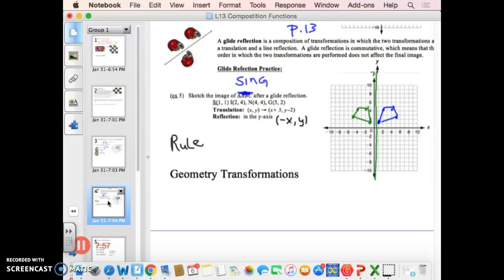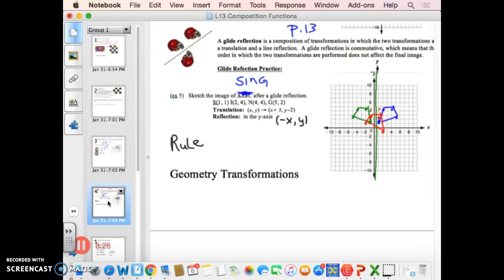And then the second step is now I'm going to translate it 3 to the right and down 2. So I'm going to take each coordinate and move 1, 2, 3, and down 2. So my new image should be here.